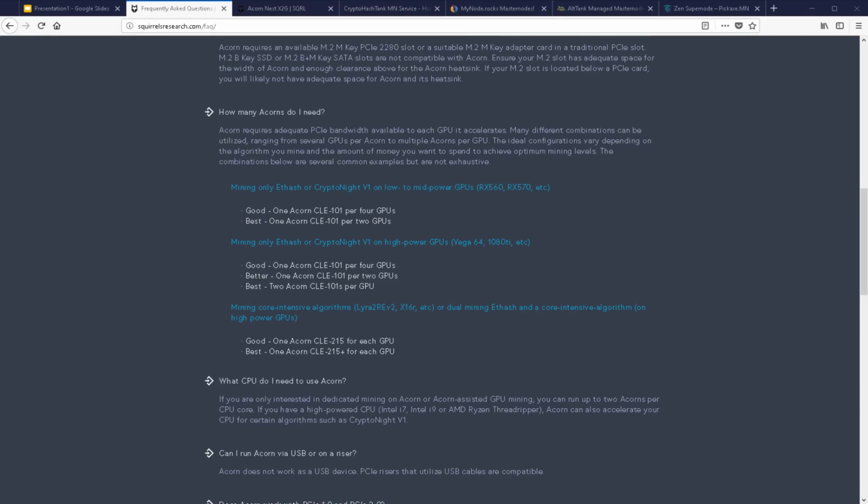Because right there on their website, if you look down, it says best is 2 Acorns. I'm just looking: 1 Acorn, 2 GPUs. Best is 1 Acorn per GPU. For the mining 8 hash, they've got good: 1 Acorn per 4, better: 1 per 2, and then best: 2 Acorns per GPU. So that's 4, 2, or 1.